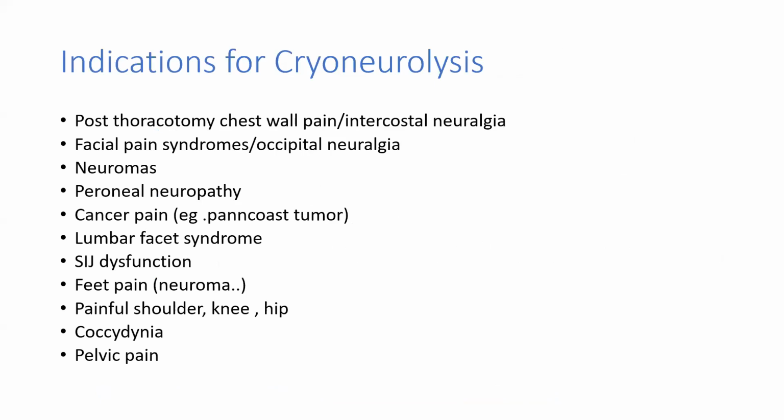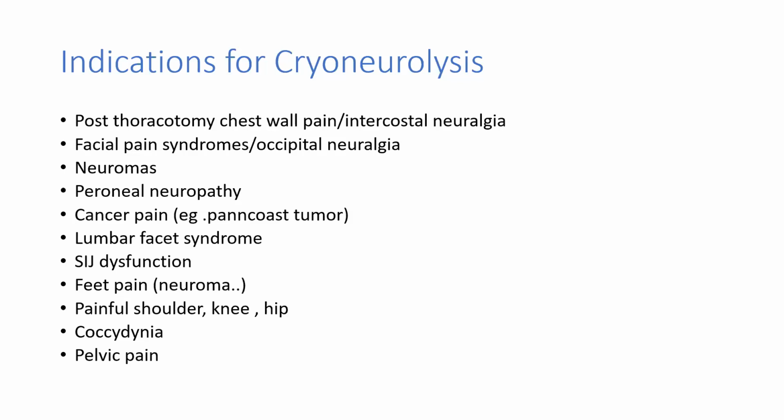In terms of indication, there is plenty of indication for cryoneurolysis. Just to name a few: post-thoracotomy chest wall pain, intercostal neuralgia. We did cases, for example, Pancoast tumor, when patients have infiltration of the intercostal nerve from the tumor infecting the upper part of the lung. And we use the cryoablation using combined ultrasound X-ray technique, can be very effective.